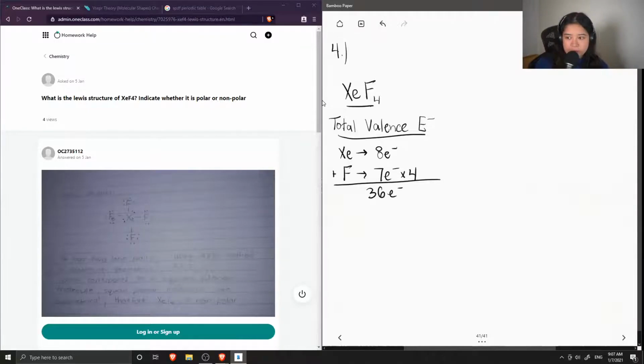Okay, so now I'm going to draw out my structure. So assuming xenon is our central atom, I'm going to draw xenon in the middle, and then just the 4 fluorines all around it. And then I will draw in all of their lone pairs.